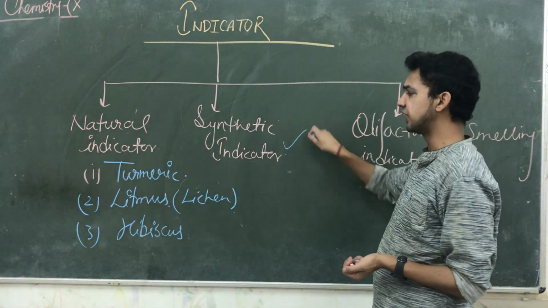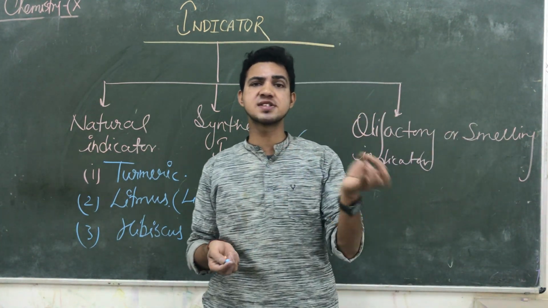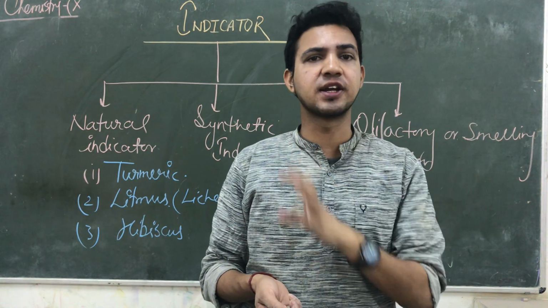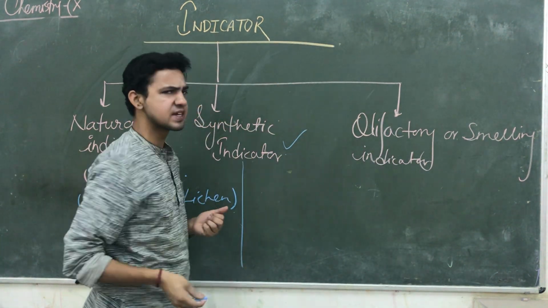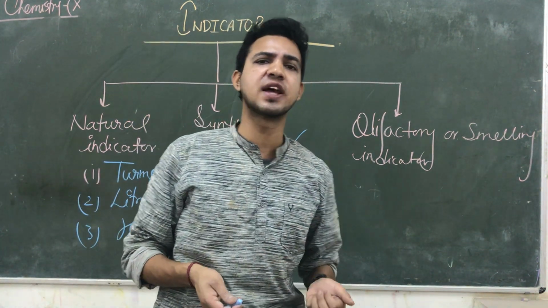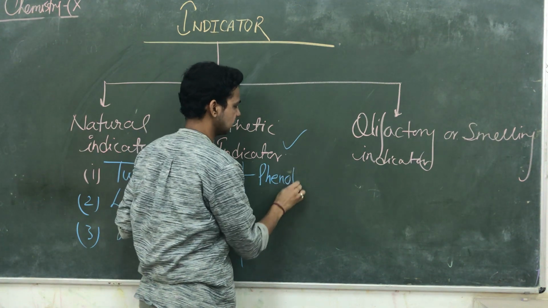Next is the synthetic indicator. Synthetic indicators are prepared by human beings inside their lab, synthesized with the help of chemicals. There are more types of synthetic indicators, but in your syllabus there are two types of synthetic indicators. The first one is known as phenolphthalein.